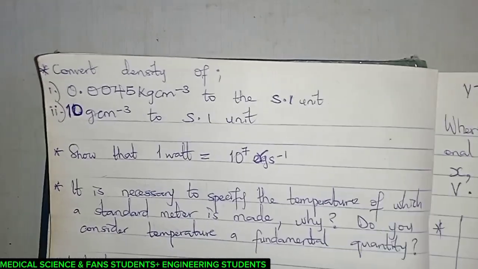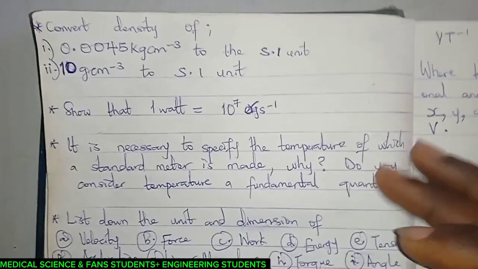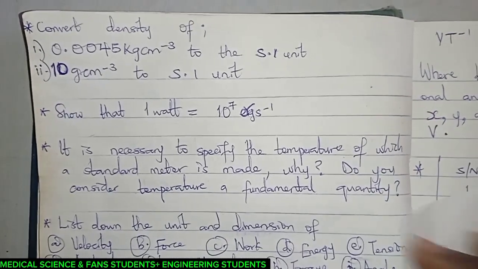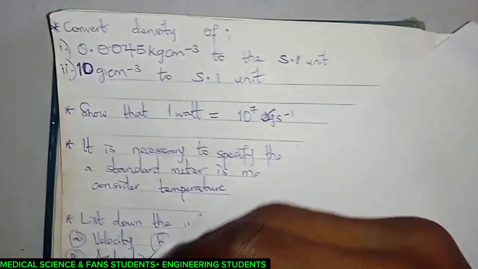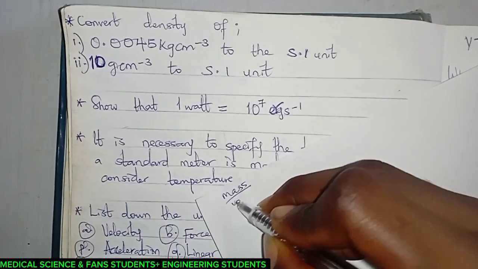Convert density of 0.0045 kilogram per centimeter cube to the SI unit. And we know that density is equal to mass over volume.